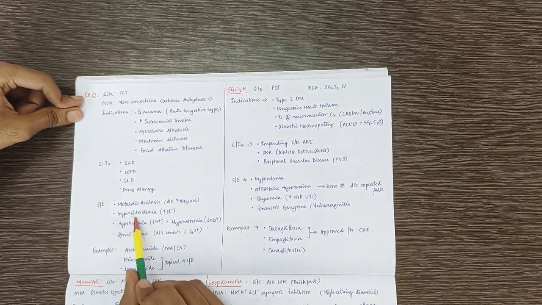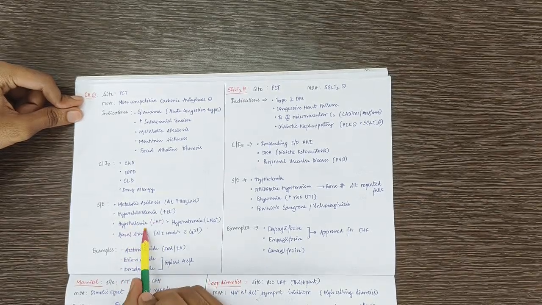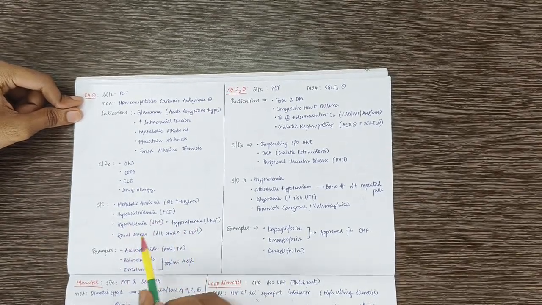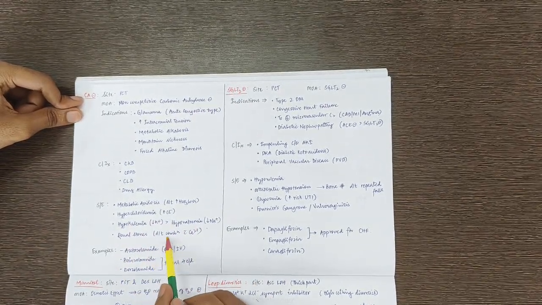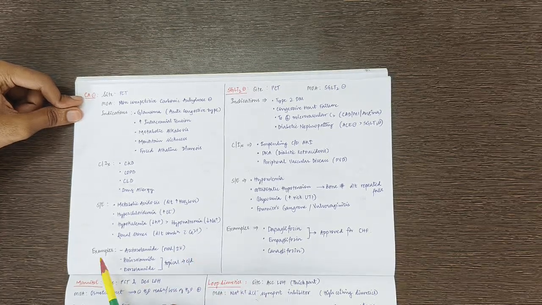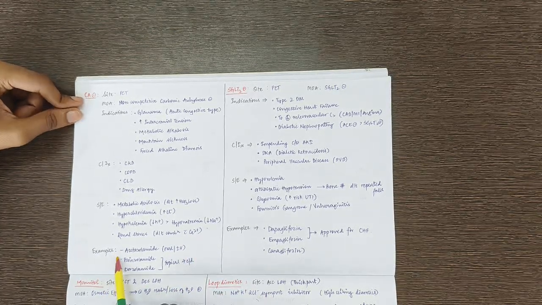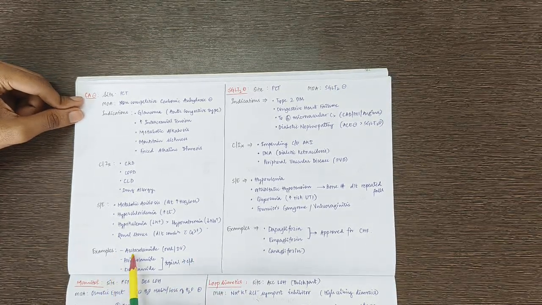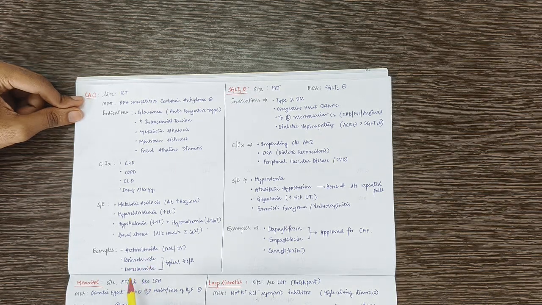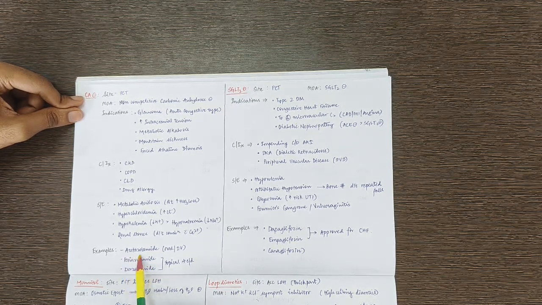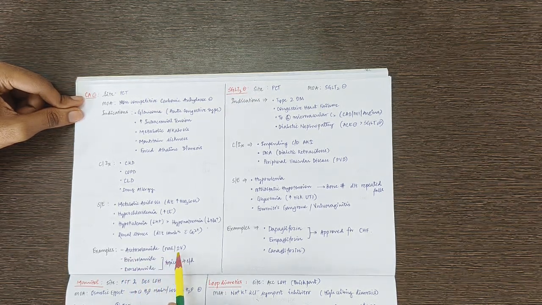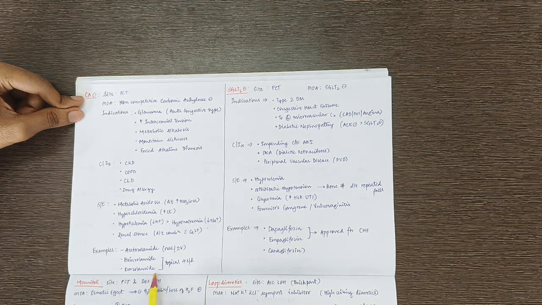Next is hyperchloremia, then hypokalemia, then hyponatremia, then renal stones, because of combination with calcium. Examples. What are the names of the drugs? Acetazolamide, brinzolamide, dorzolamide. Acetazolamide has oral and IV preparations, whereas brinzolamide and dorzolamide are topical, given as eye drops.